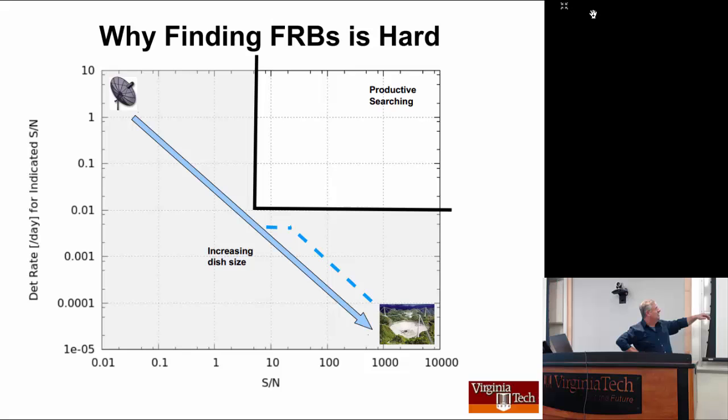Now, at the same time, you can identify the range for productive searching here. What you'd like to be able to do is achieve consistently a certain signal-to-noise ratio, which I've arbitrarily shown as 6 here, and then a certain detection rate. So maybe 1 every 10 days or so would be reasonable. So if you want to detect one at least every 10 days with a signal-to-noise ratio of at least 6, you need to be in that upper right-hand corner where I've labeled productive searching.